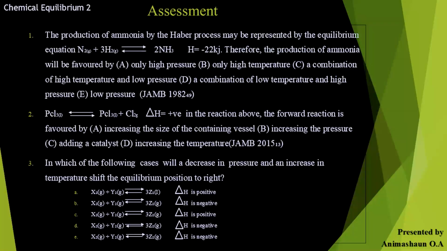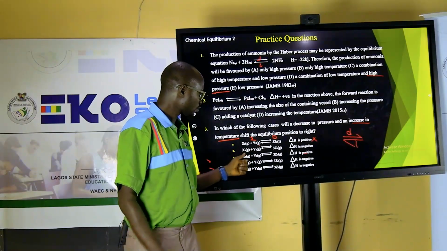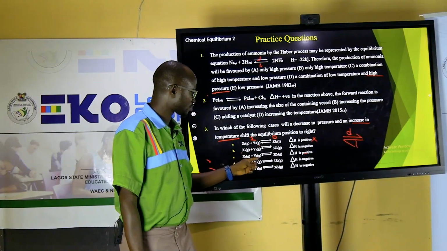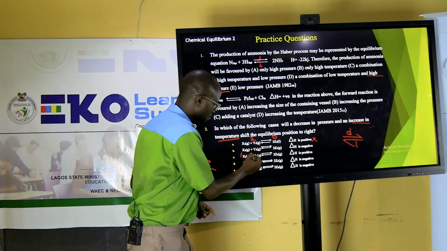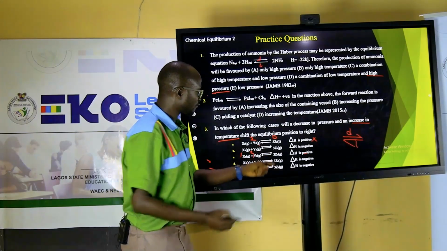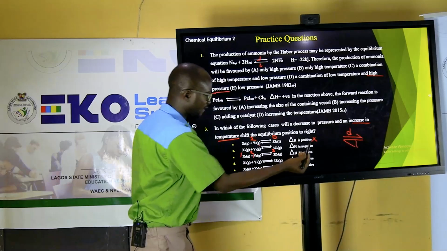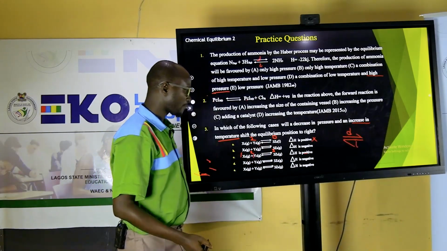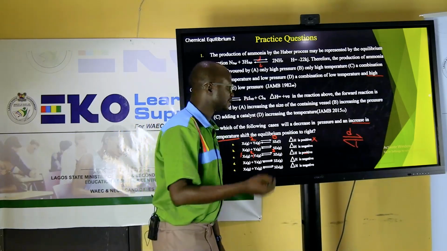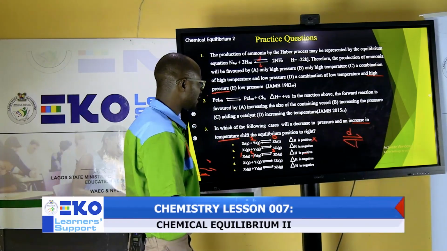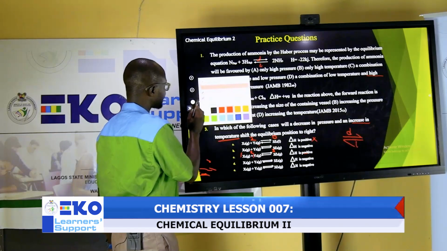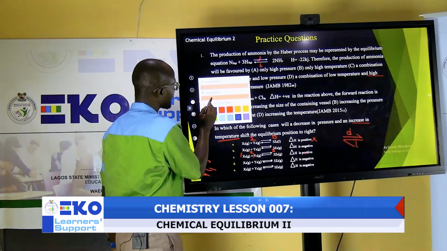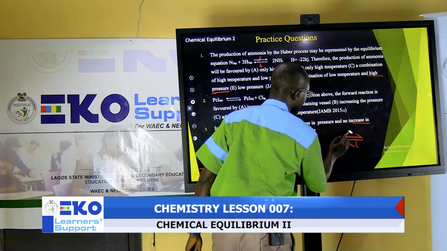For C, how many moles do we have on the left-hand side? 2. That's good. We have 2 because this is 1, this is 1, and 1 plus 1 is 2. So the total number is 2. From 2 going to 3. They are all gases. So it is going from 2 to 3. From 2 to 3, you agree with me, is an increase.